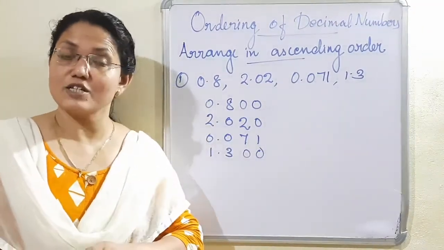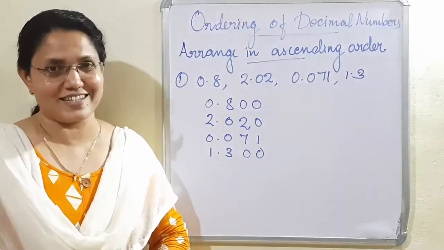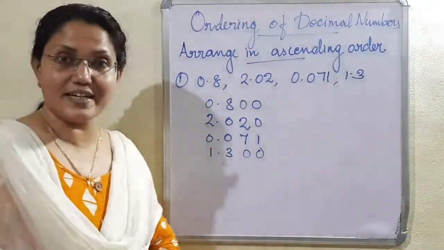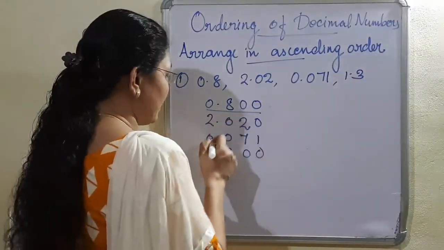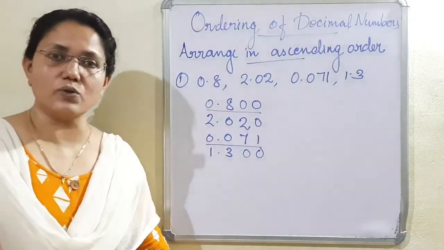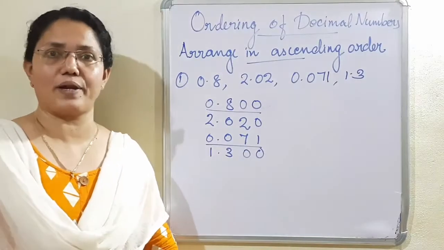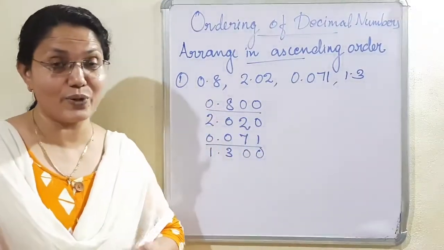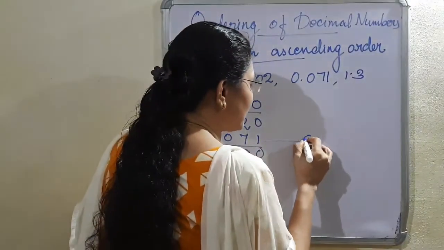Ascending order means arrangement of numbers from smallest to largest. So here, for the smallest, 2 numbers are starting with 0. We can compare these two first. Okay, its whole number parts are equal. At that time what to do? Yes, we should compare its 10th place. 10th place 8 and 0 is there. You know that 0 is smaller than 8. Therefore, this is the smallest among these numbers.